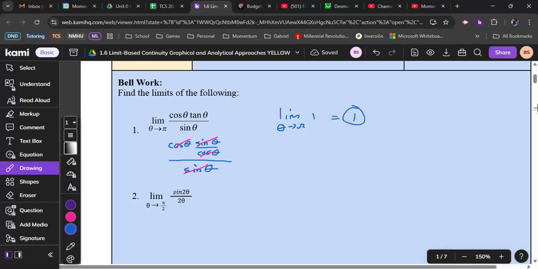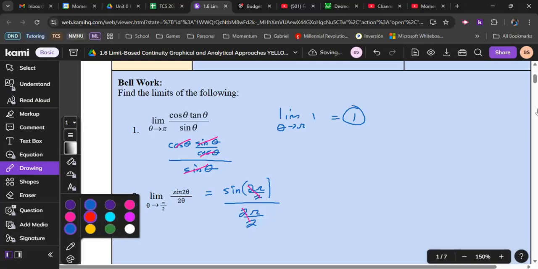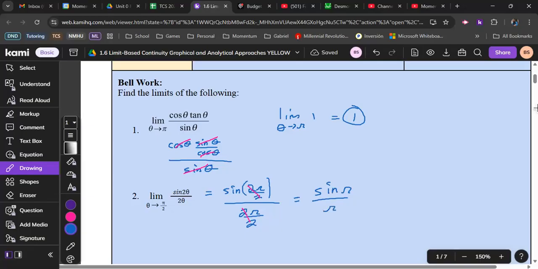Right? Good. Next one. Is there a problem with pi over 2? No, and if there was, there's nothing I can do to simplify it anyway. So I'm just going to plug it in. That means I'm going to get sine of 2 pi over 2 over 2 pi over 2. But we got big brains, so we know that the 2's are going to cancel. So I'm really just doing sine of pi over pi. And sine of pi is 0. So we get 0 over pi, which is 0.